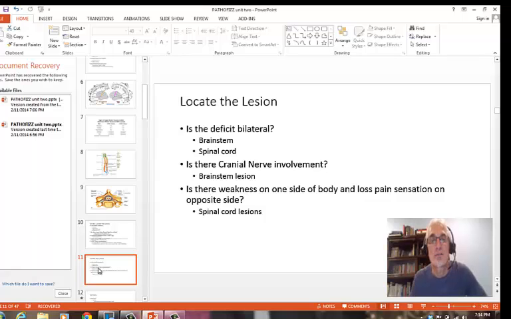And 12, the hypoglossal. Is there cranial nerve involvement? Then you know the lesion is in the brainstem. Is there weakness on one side and sensory loss on the other? It's got to be in the spinal cord. So this is just an intro to locate the lesion. Is it cortical, subcortical, brainstem, cerebellar, spinal cord, spinal nerve, peripheral nerve?